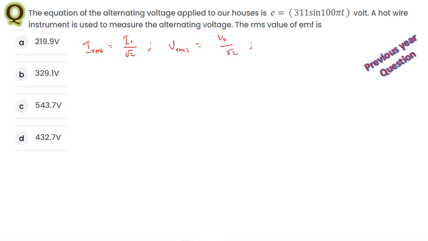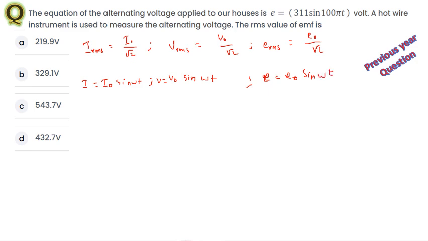So here they are simply asking about ERMS. ERMS is equal to E naught divided by root 2. In all the cases, I is equal to I naught sin omega t, and V is equal to V naught sin omega t. Again here they are asking about E, so E is equal to E naught sin omega t.